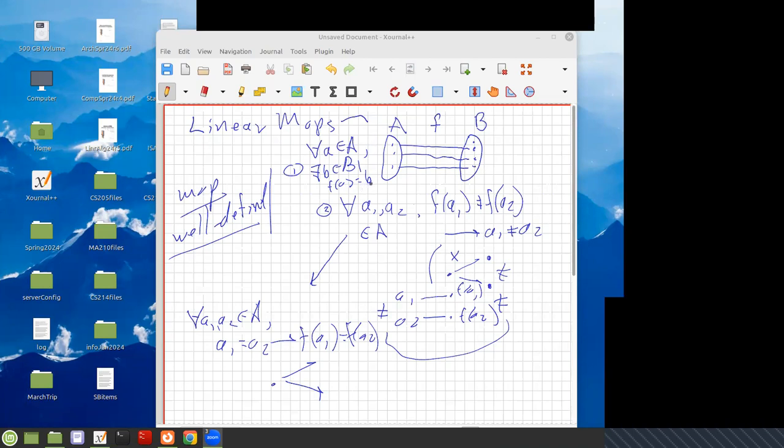So the map is well defined only when these two conditions are true, right? The first condition is for every element A that's in the domain capital A, there has to exist, that's the backwards E, an element B that's a member of the codomain such that the image of A is B. So each one of these domain elements has to have a codomain partner. If there was one in the domain that didn't have a partner, it's not a map.